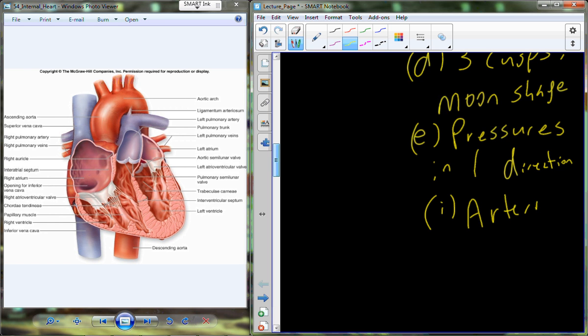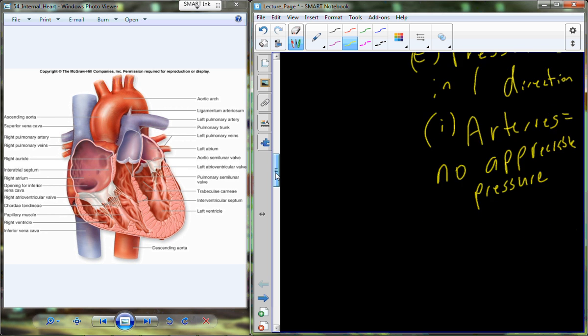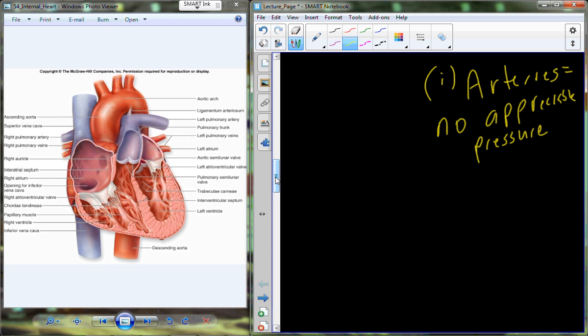The arteries that the blood is being pumped into have no appreciable pressure. So we have a system where we have very high levels of pressure in the ventricles, and low amounts of pressure out in the arteries, in the pulmonary artery, the pulmonary trunk, and the aorta. Now, because of this, there's actually very little prolapse throughout.